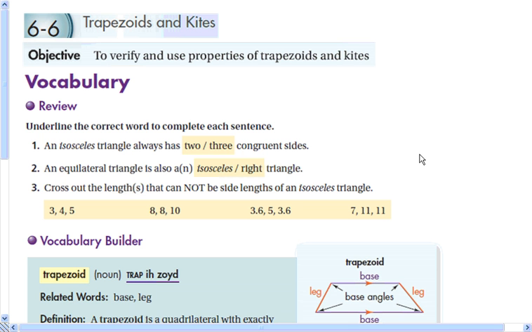Class, this is lesson 6.6 about trapezoids and kites. We are going to learn to verify and use properties of trapezoids and kites. Go ahead and try the vocabulary and check back for your answers.